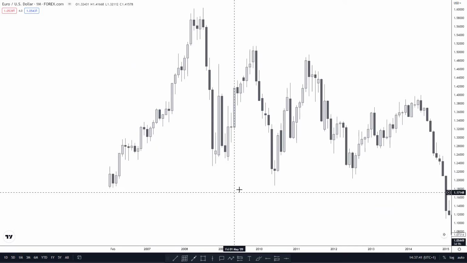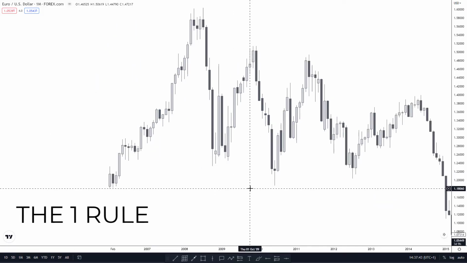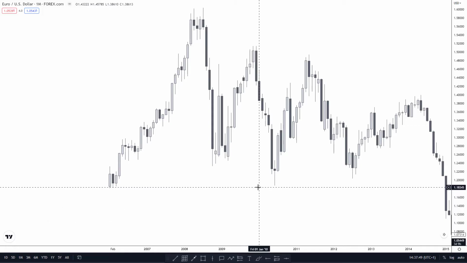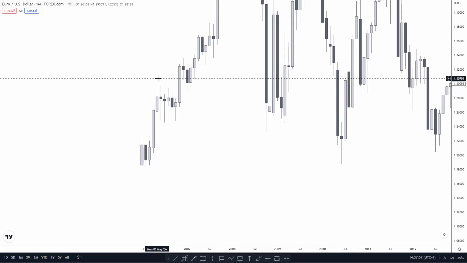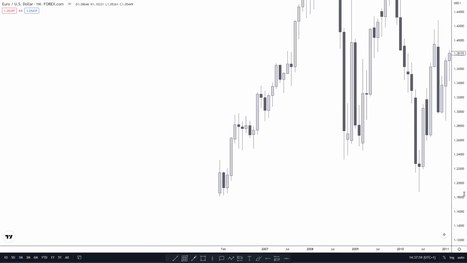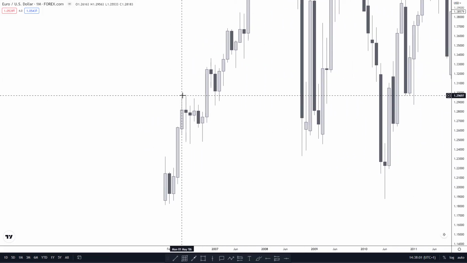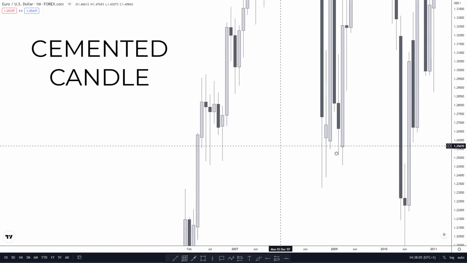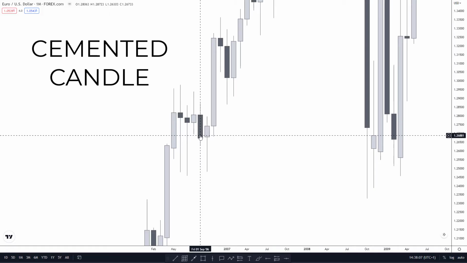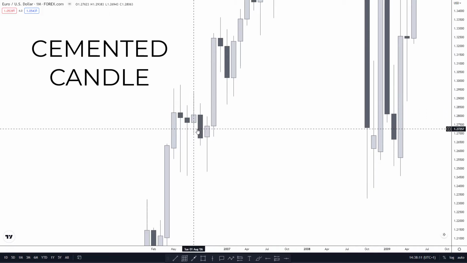I will now get into the one rule that I have, and I've done videos on this before. It's the very first video on my channel, but this is the updated version to make it as clear as possible. And my one rule is that if we have a bullish move up or a bearish move down, price then stops, and then what I call a cemented candle occurs. And that's when we have a candle that engulfs the low of the candle immediately to its left.